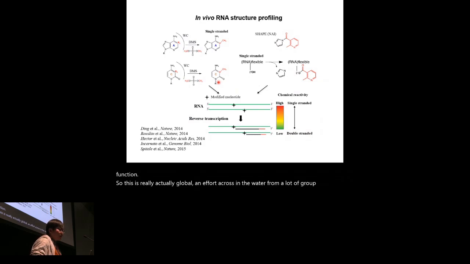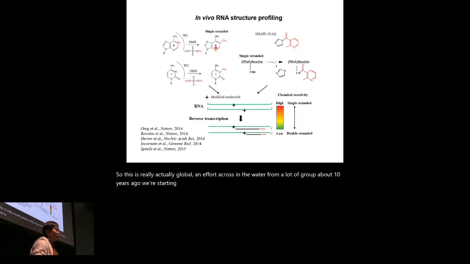About 10 years ago, we started to develop chemical probing-based RNA structure profiling methods, which basically use two types of chemicals. One is dimethyl sulfate. It's very small, so it can penetrate into different types of species and different subcellular compartments. It targets the Watson-Crick face of the nucleotide base when it's single-stranded, so when you don't form AU or CG base pairs, dimethyl sulfate will attach a methyl group at the Watson-Crick face.